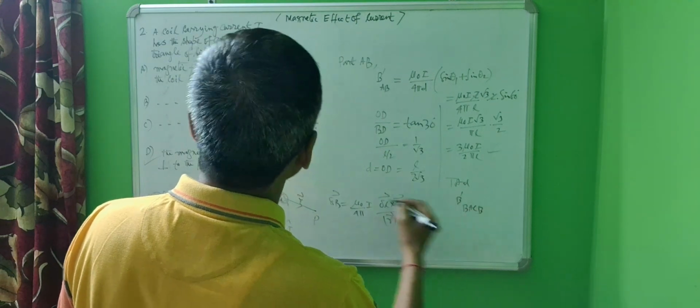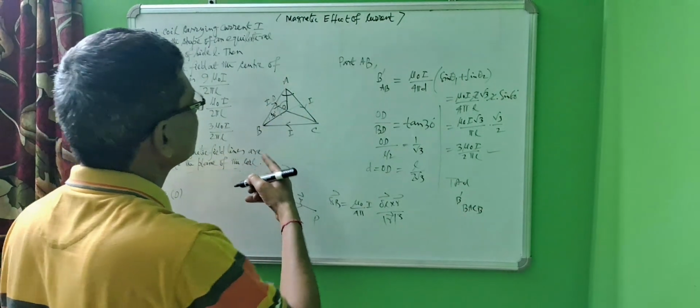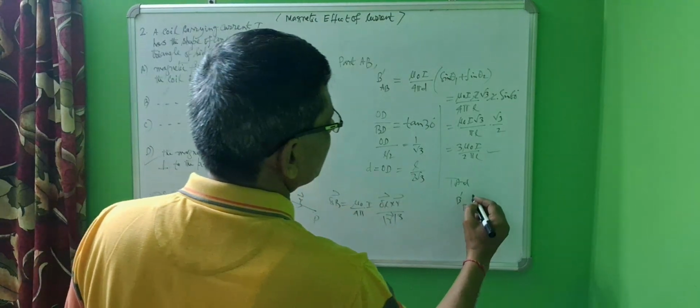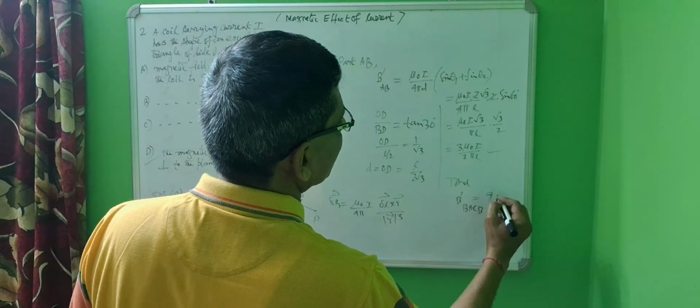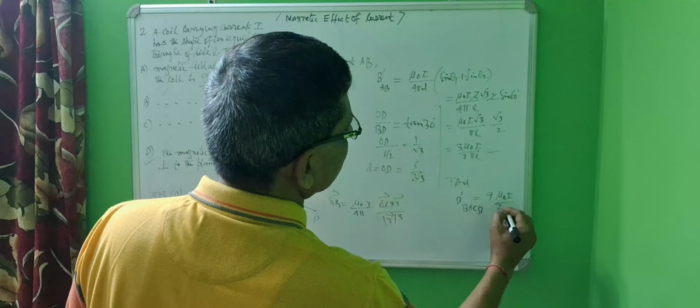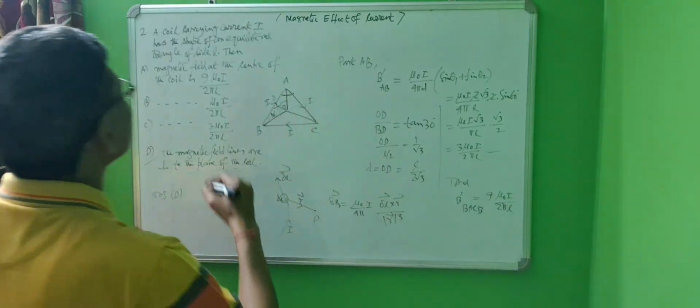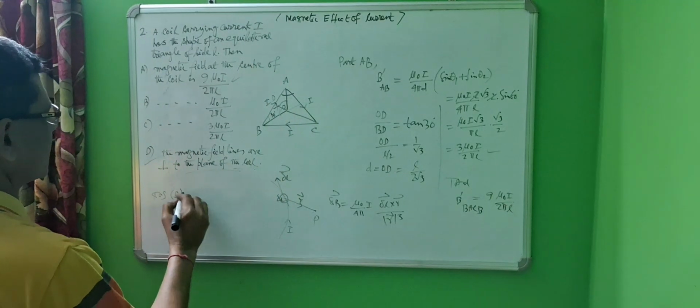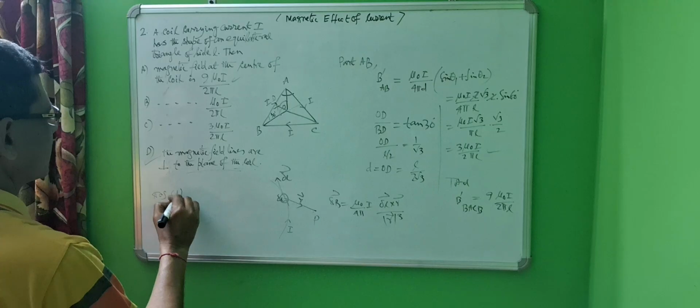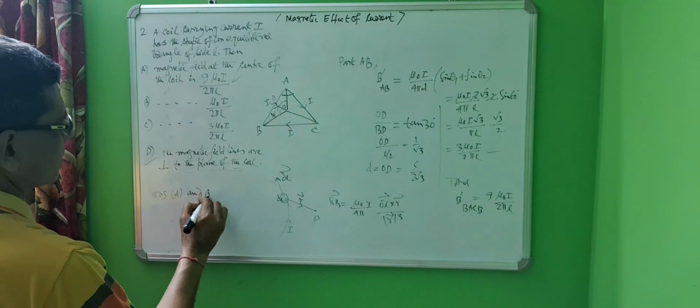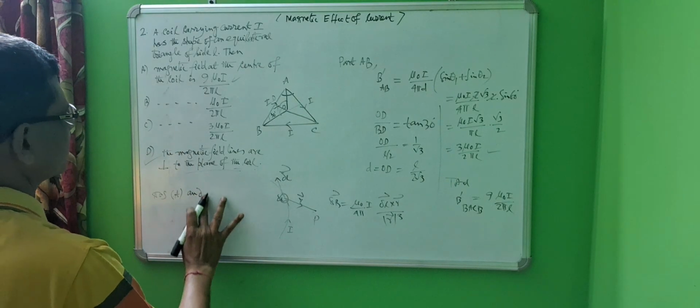Total for the whole coil BACB we get 9 mu 0 I upon twice pi L. So this one is also right. So answers A and D.